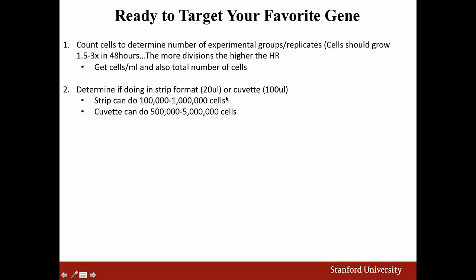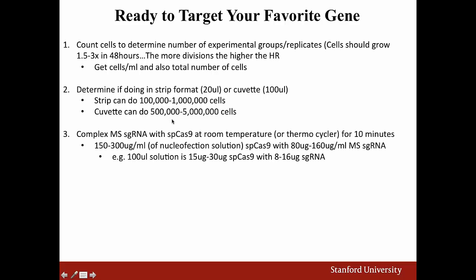Then you have to determine if you want to do it in a strip format or a cuvette format. Within the strips, you do it in 20 microliters of solution, and we can do about 100,000 to 1 million cells. In the cuvette, you could do about 500,000 to 5 million cells. Then you would complex your modified guide with your SpCas9 at room temperature for 10 minutes, or you could do it in a thermocycler. We use 150 to 300 micrograms per mil of Cas9, per mil of nucleofection solution, at a 2.5 to 1 ratio of guide to protein, so that would come out to 80 or 160 micrograms per mil of your modified guide. And I've shown an example here.